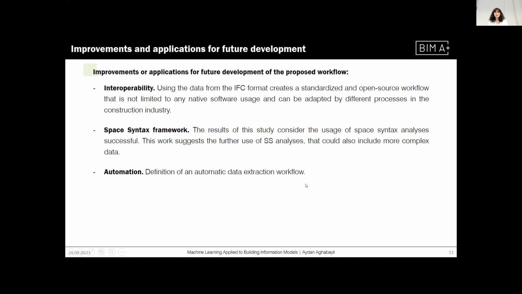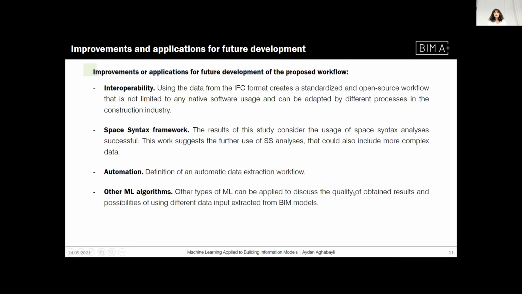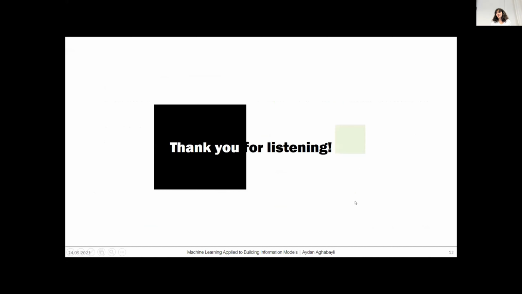Additionally, automation can be one of the important parts. Defining an automatic data extraction workflow, because in that case we can obtain up-to-date data automatically, and this will improve the learning results. Other machine learning algorithms can also be applied to discuss the data quality and precision obtained by different types of machine learning algorithms. And lastly, it's the practical applications. This framework can be used for practical applications that can include clash detection or model information checking in the industry. So that's all. Thank you for listening.